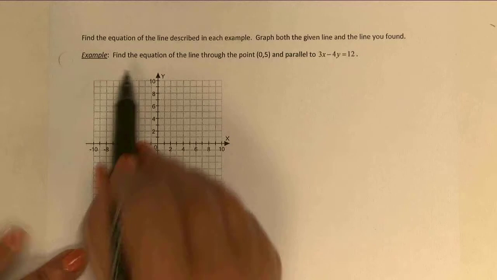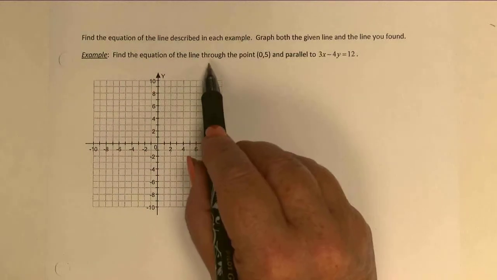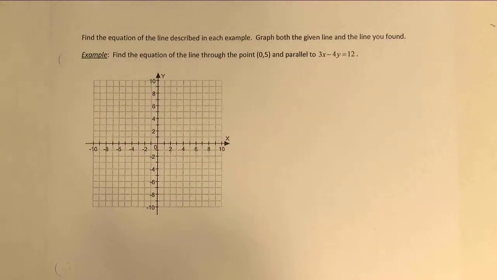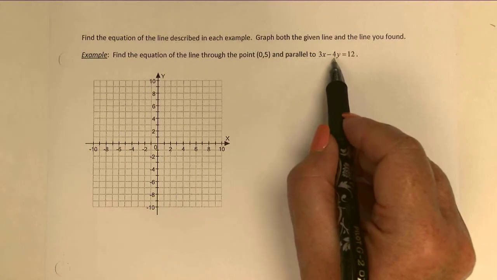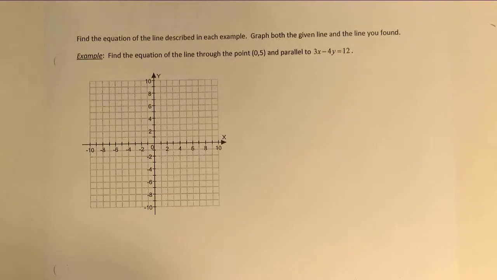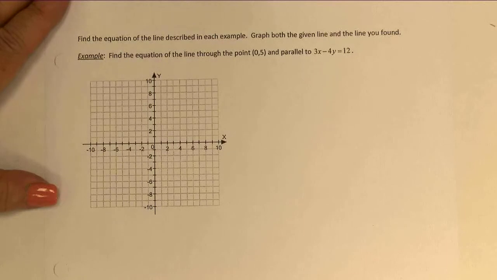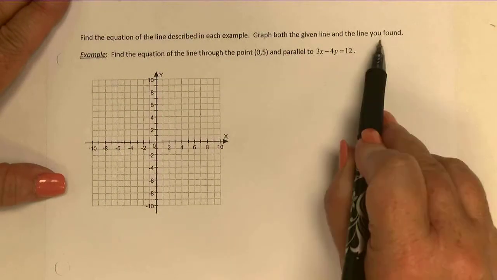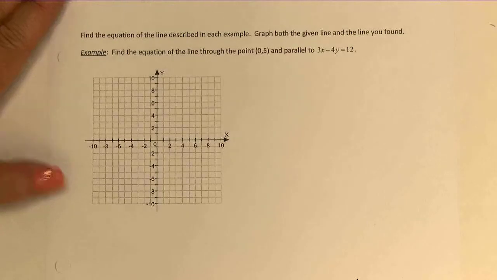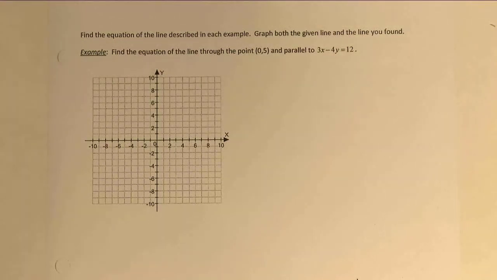So, in this example, we want the equation of a line through the point (0, 5) and parallel to the line 3x minus 4y equals 12. We're supposed to both find the equation of the line and also graph both the given line and the one that we find. I'd like to start by just graphing this line.